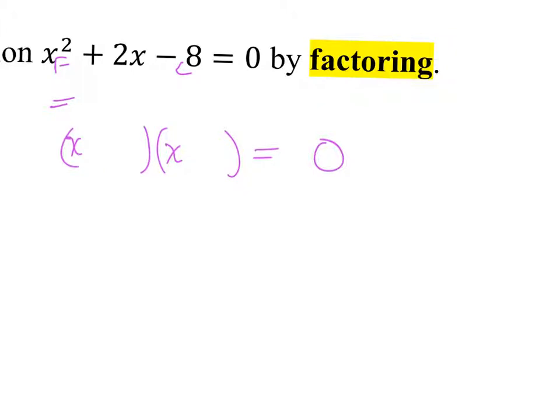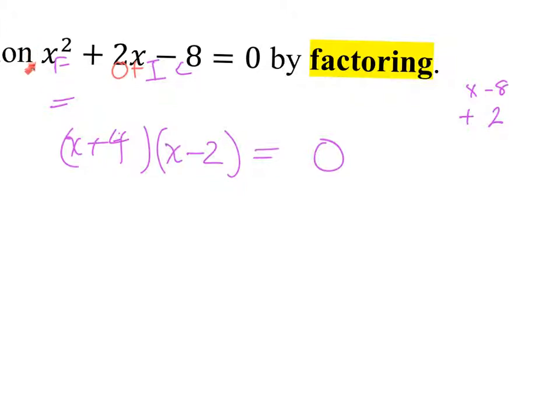That means that they multiply to -8, and the outer and inner terms add up to 2. So what multiplies to -8 and adds to +2? 4 and -2. 4, +4, and -2. And again, we can do this because a is 1.